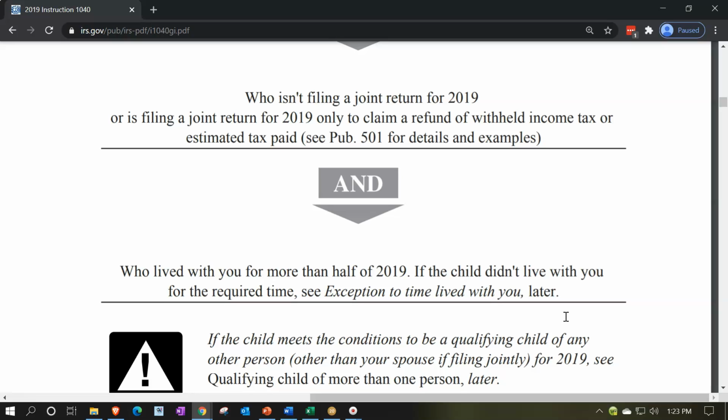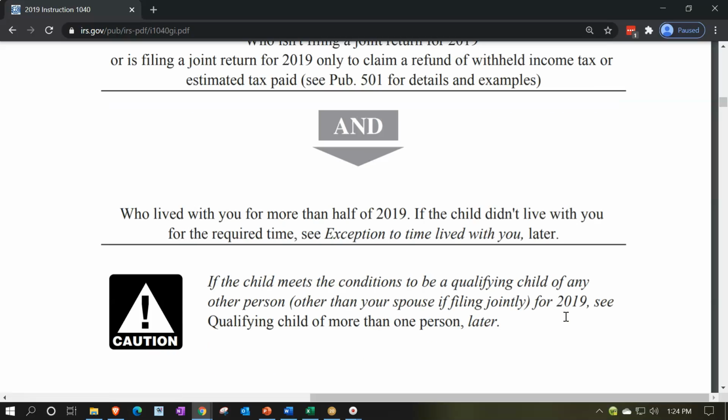The exception, you can do some more research if that's one of the components that you could take a look at later. If the child meets the conditions to be a qualifying child of any other person, other than your spouse, if filing jointly for 2019 or 2020, if you're talking about this year. C, qualifying child of more than one person. So that's a common situation where there's joint custody situations, and you want to make sure that you're picking up the proper information for that.